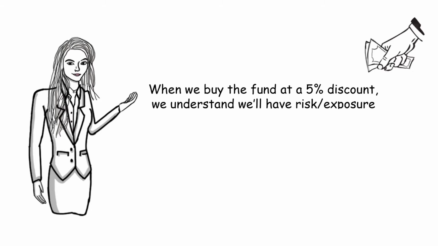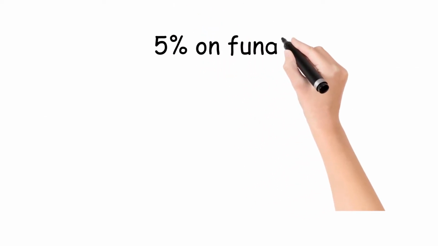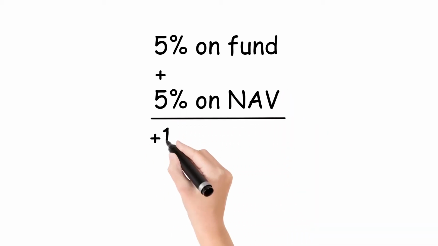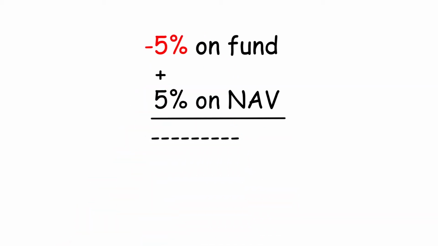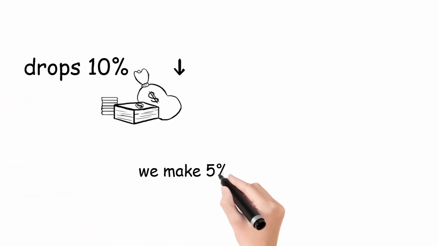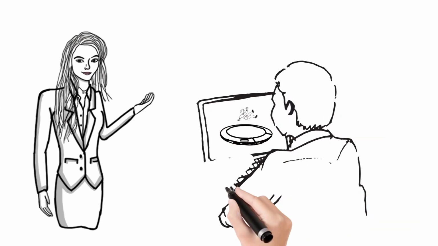When we buy the fund at a 5% discount, we understand we'll have risk and exposure to the underlying asset the fund holds. If the stocks or bonds the fund holds go up by 5%, we made 5% on the underlying holdings, plus 5% by closing the discount to NAV once a year. If the fund drops by 5%, we lose 5% on the underlying asset, but make 5% on closing the discount to NAV. So we're flat for the year when investors in similar assets would have been down. If the fund loses 10%, we make up 5% by closing the discount to NAV. We've cushioned a loss, only losing 5%.